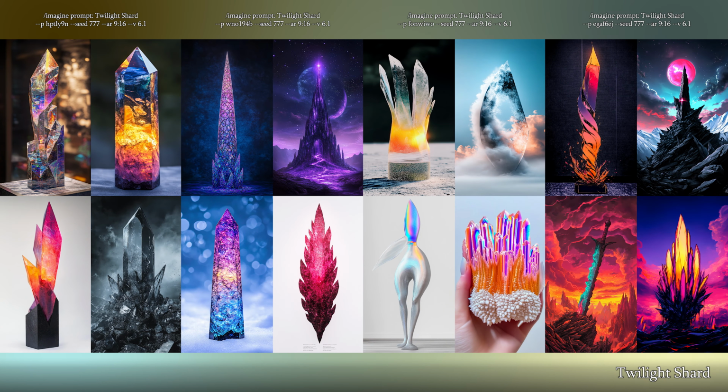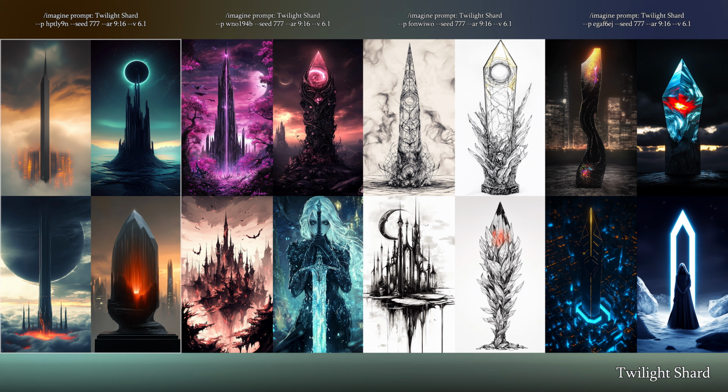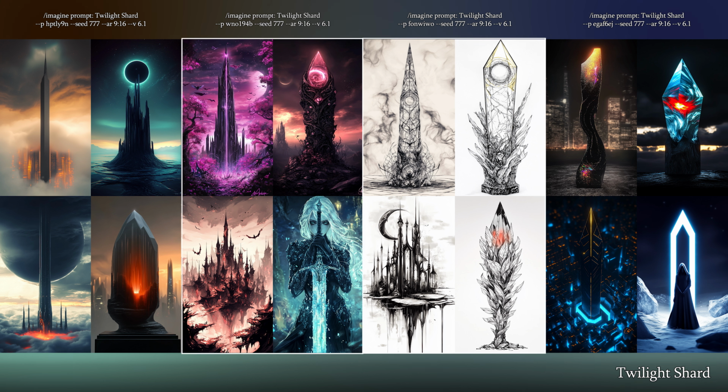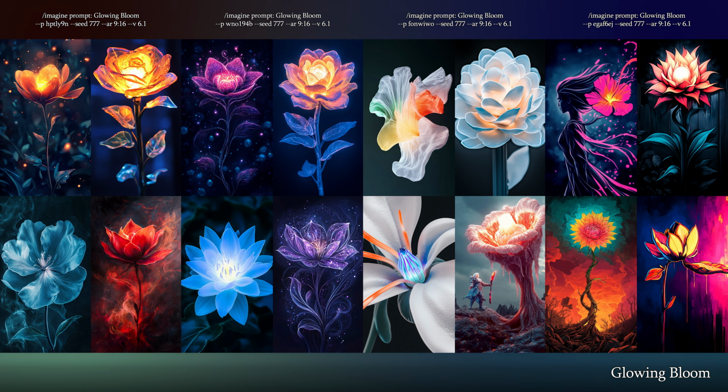The next prompt was Twilight Shard, and we ended up with basically rocks or crystal formations. There are a couple of nice looking images, especially the top right images of the second and fourth styles. Overall, again, this selection looks way better to me. The fifth style is again the coolest and most sci-fi looking, but the sixth and seventh styles look nice as well. And I really like the bottom right image of the eighth style, with the hooded figure in front of the glowing shard.